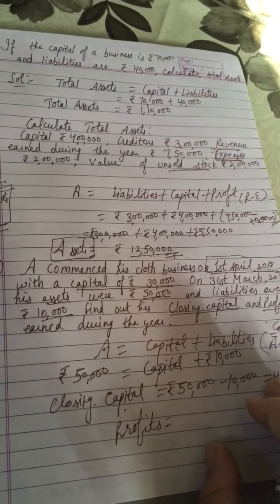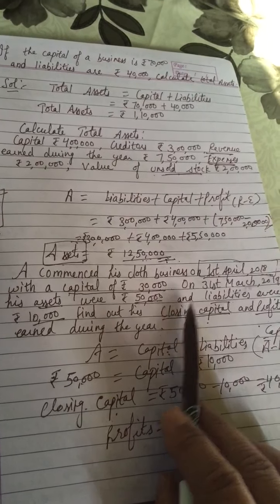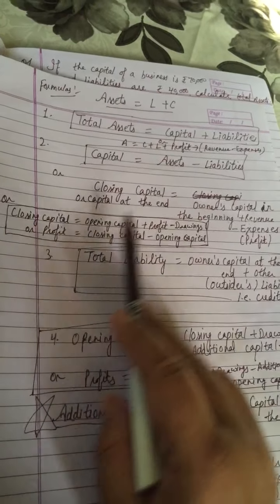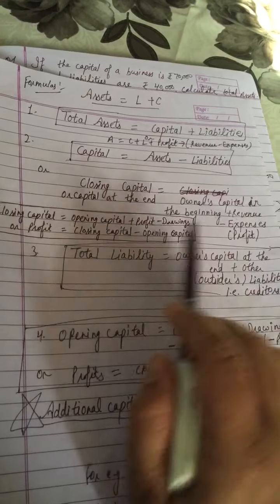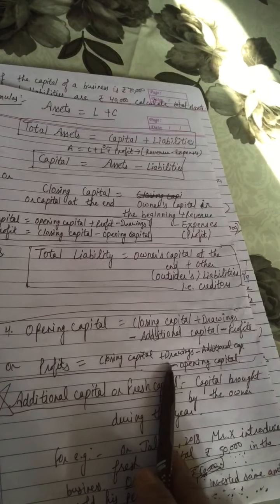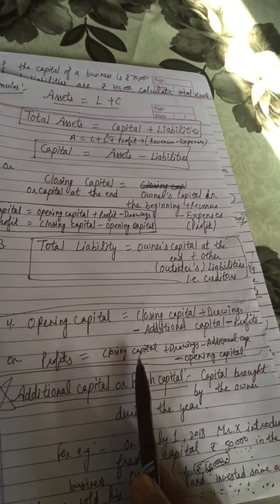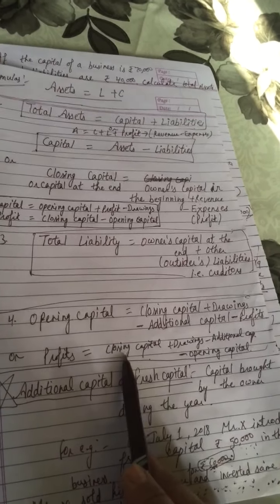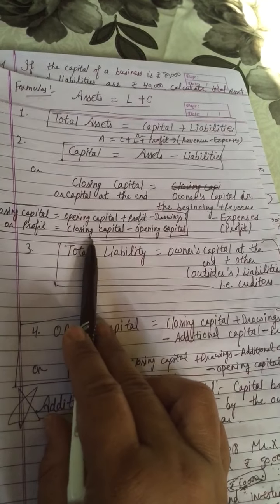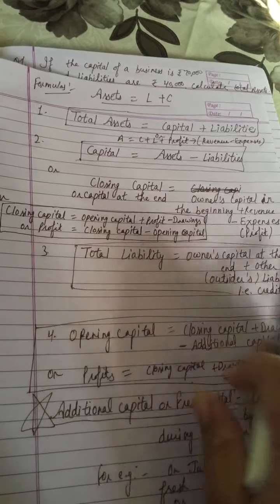Profits of the business means revenue minus expenses, and we have not been given revenue and expenses in this question, so we can use the other formula to calculate profit. We have 3 formulas to calculate profit, that is revenue minus expenses, closing capital minus opening capital, or closing capital plus drawings minus additional capital minus opening capital. And we have not been given drawings and additional capital, closing and opening capital is given, so we can use this formula, closing capital minus opening capital. I have written this formula here, closing capital minus opening capital.